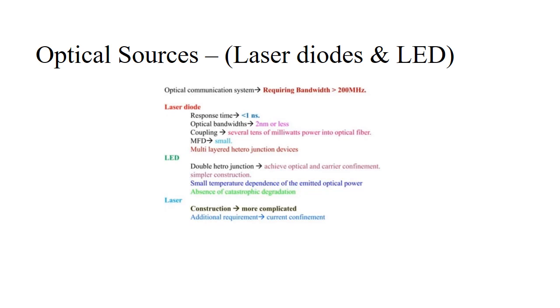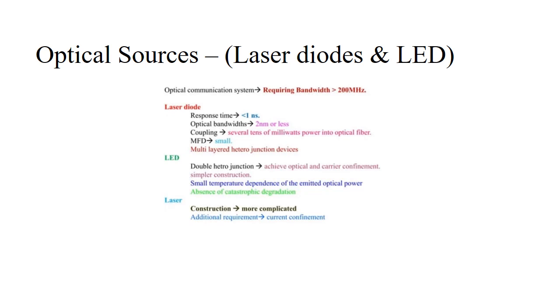If you take an LED as the optical source, we can have a double heterojunction to achieve optical confinement and carrier confinement. An LED is simple, it has very small temperature dependence of the emitted optical power, and there is no catastrophic degradation if we use an LED source.